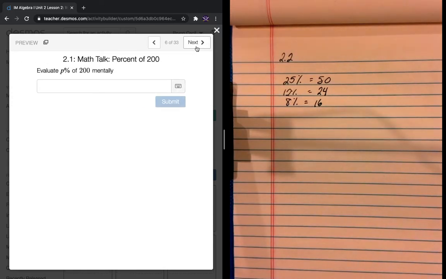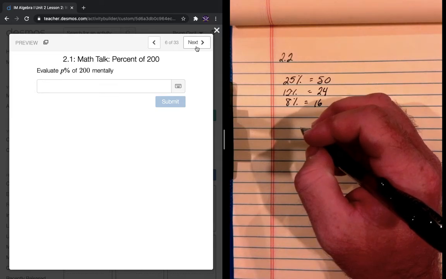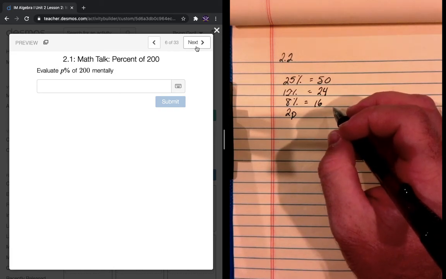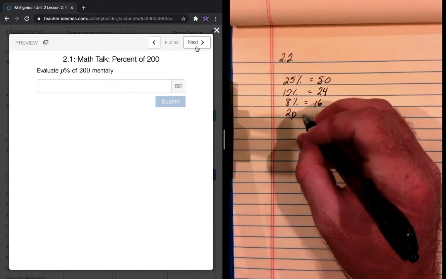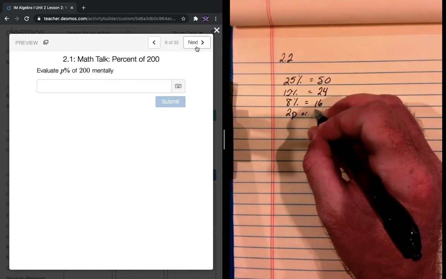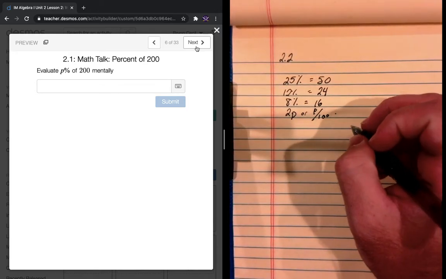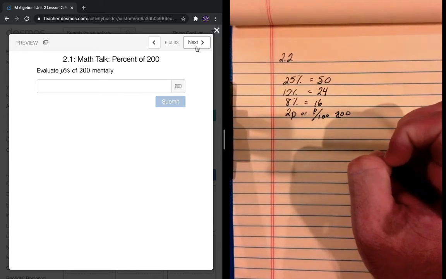And now we have P% of 200 mentally. Some people are going to ask, how would I put that? You could say, we've been saying it's the percent times 2, so it'd be 2P. Or, if we make that into a decimal, we turn the percent into a decimal by taking that P, dividing it by 100, and then multiplying it times 200, to find that 200%.